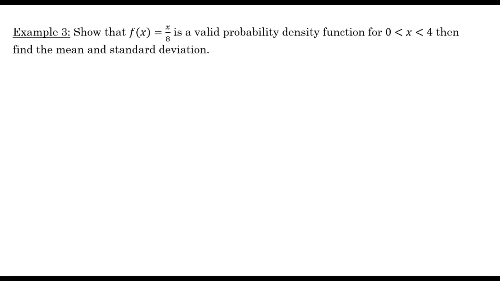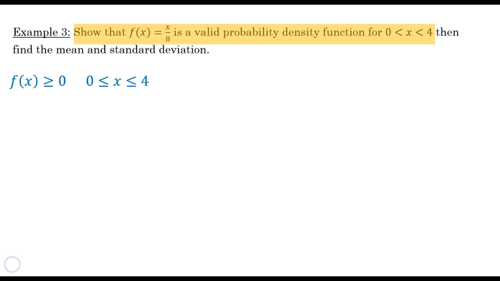Here's an example. First of all, show that this function, x over 8, is a valid probability density function where x is between 0 and 4. Then find the mean and standard deviation. How do I show that it's a valid probability density function? To do this, remember, two conditions. Always positive, and the integral over the domain has to equal 1.